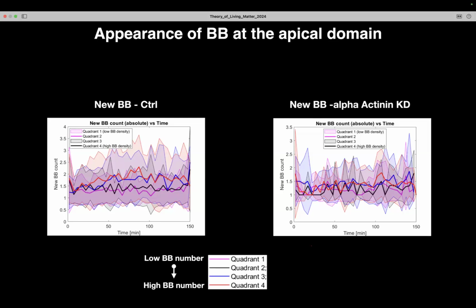And this is actually the same for the situation where we knock down alpha-actinin 1, meaning that in the case of knocking down alpha-actinin 1 within the cell, the basal bodies are still appearing, in a way, randomly between all of these four quadrants. So I think it's maybe a little bit confusing, so let me repeat it again.